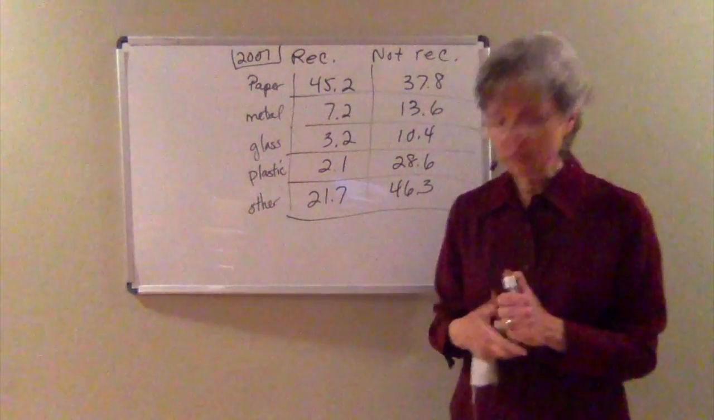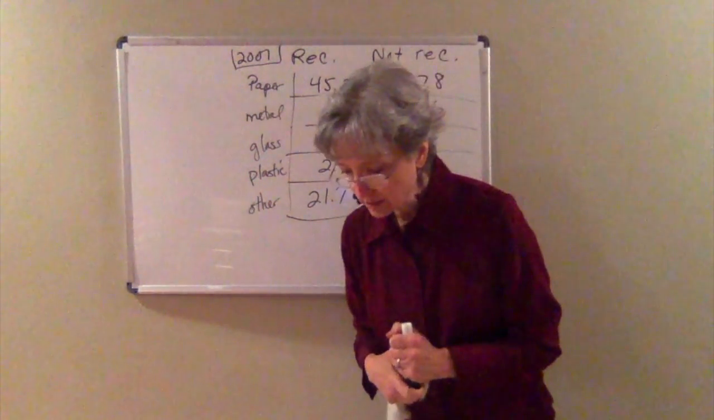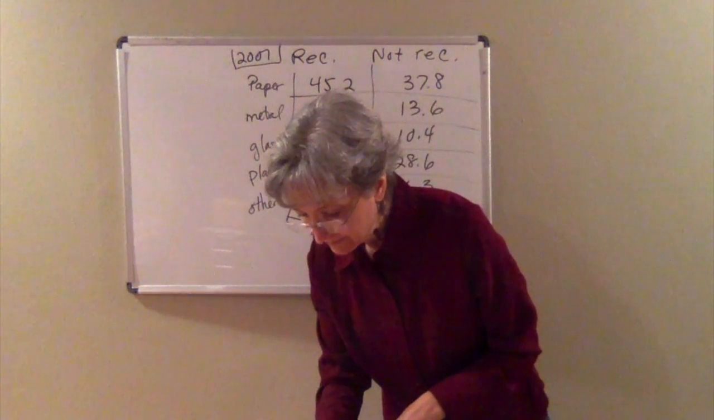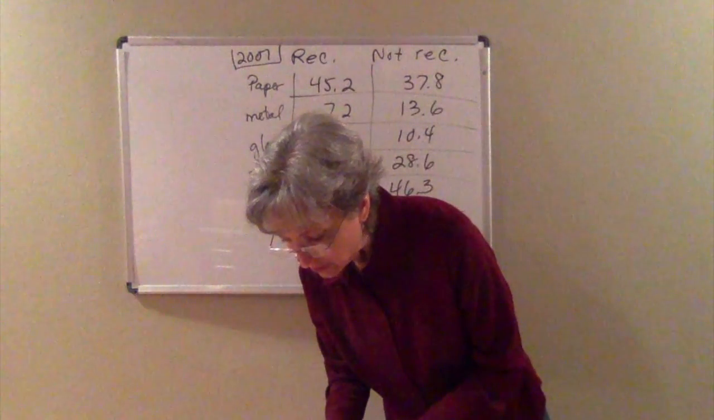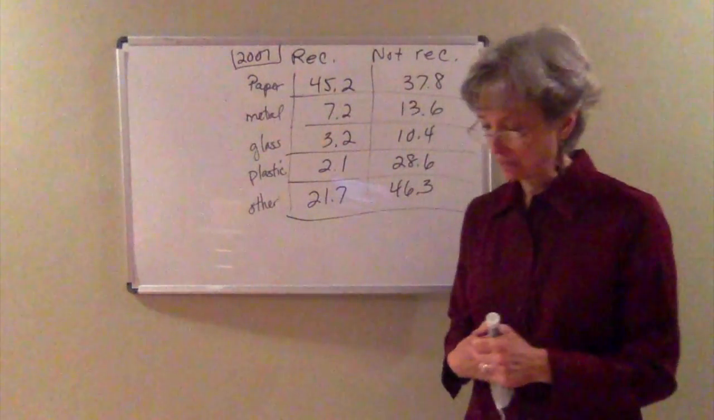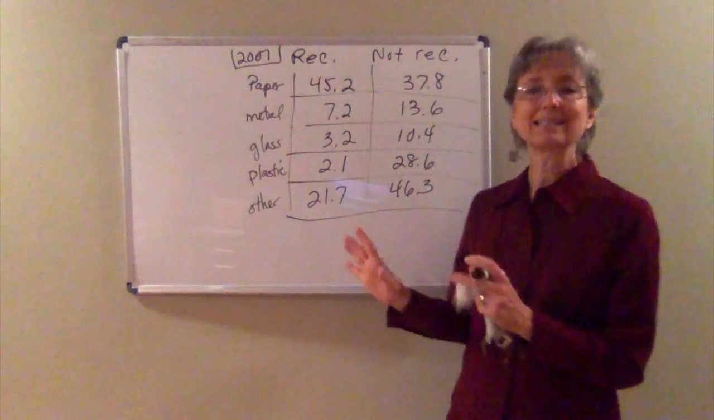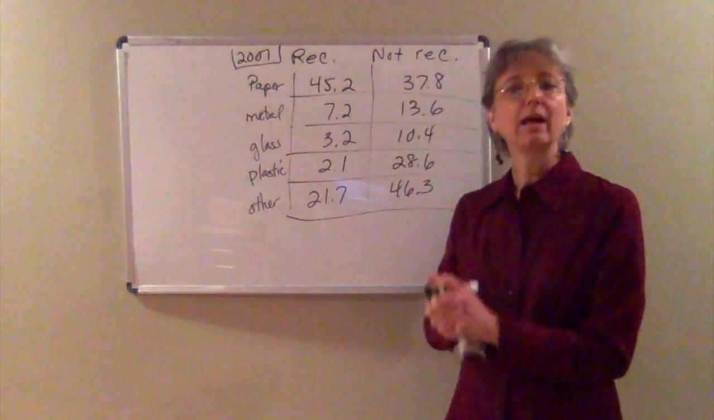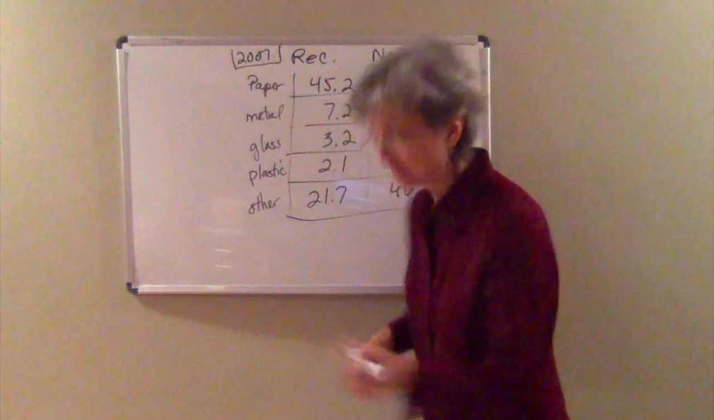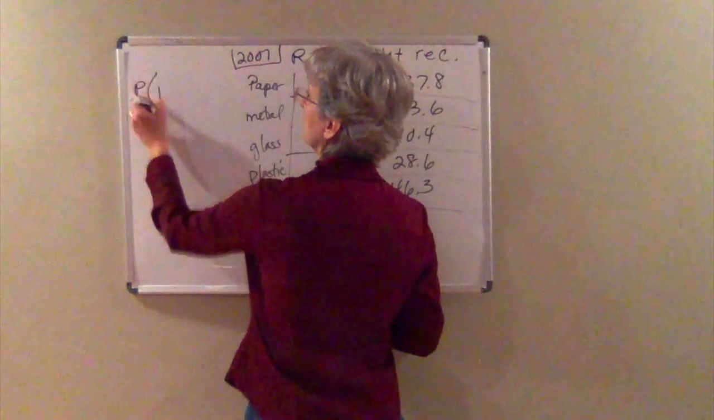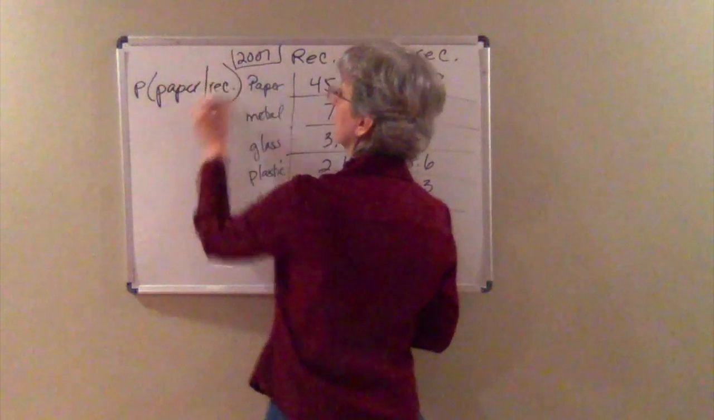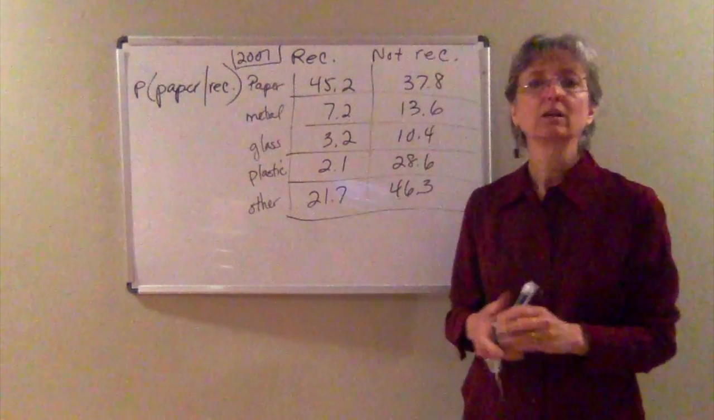So based on this information, what am I looking for? What is the probability that a sample of recycled waste is paper? So I want to know, what is the probability that a sample of recycled waste happens to be paper? Okay. So basically, what I'm looking for is the probability that it's paper given that it's recycled.